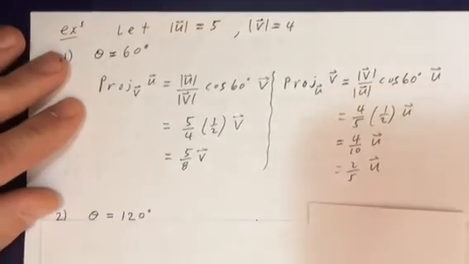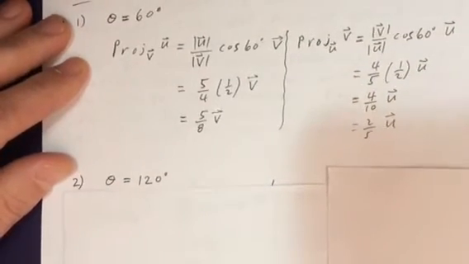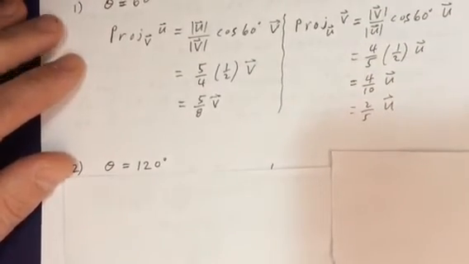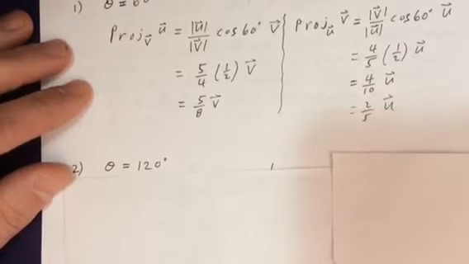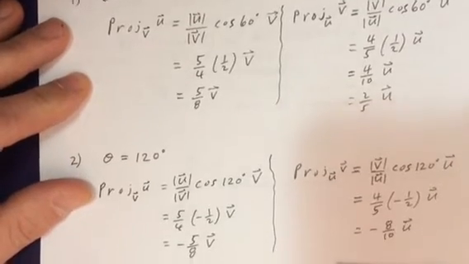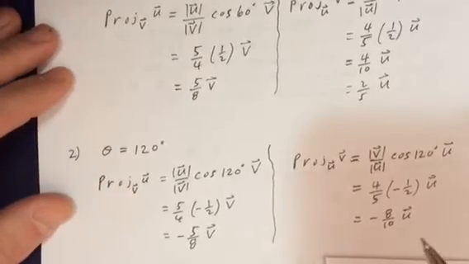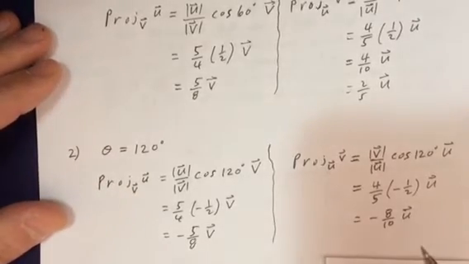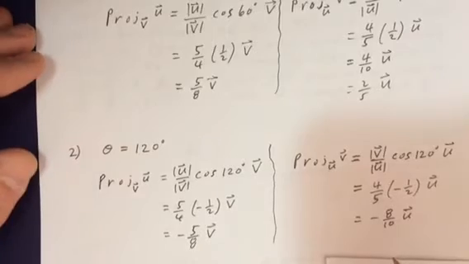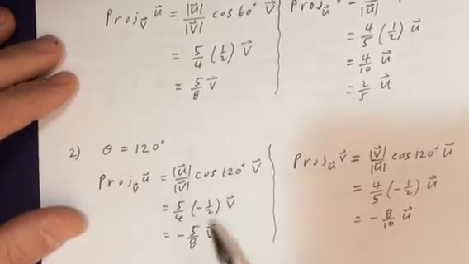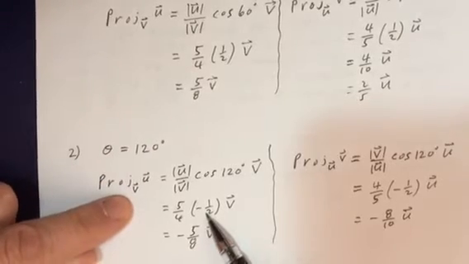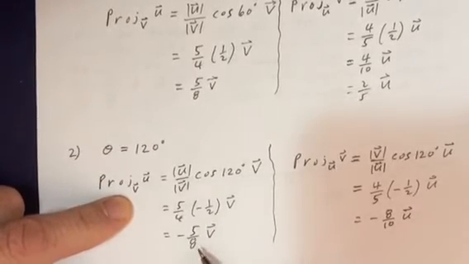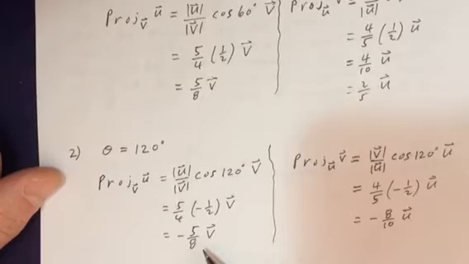So the projection of v onto vector u is 2/5 the length of u in the direction of u. What happens if the angle is 120 degrees? Same vectors, but the angle is 120 degrees. 120 degrees is greater than 90, so cos of 120 is going to give you negative values. In this case, it's negative 1/2. So the projection of u onto v is going to be negative 5/8 vector v, so 5/8 the length of vector v, but in the opposite direction of vector v.